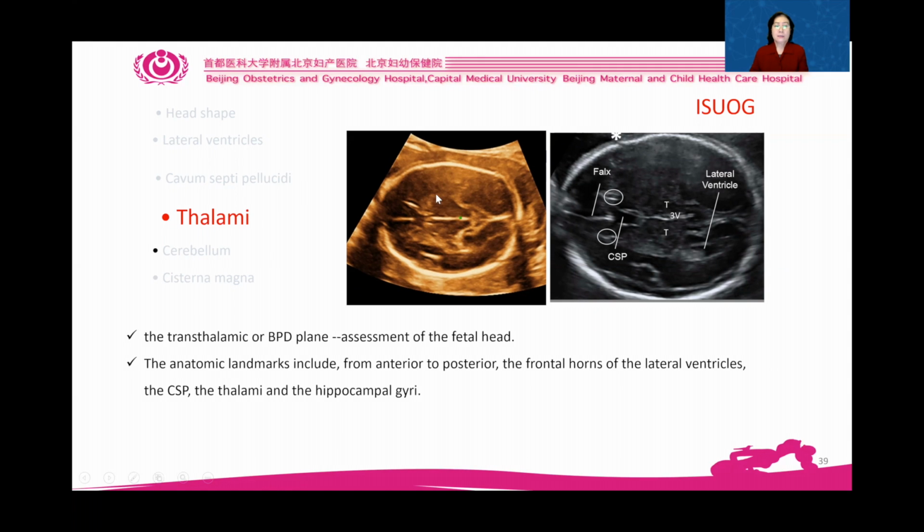Okay, let's observe the thalami. The transthalamic or BPD plane is usually used for assessment of the fetal head. Look at the falx, CSP, thalami, lateral ventricle, third ventricle, and the anterior and posterior ventricle. Also here, we can see the hippocampal gyri.